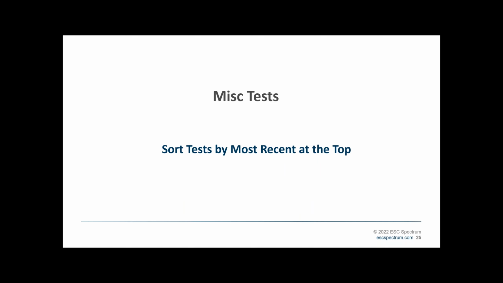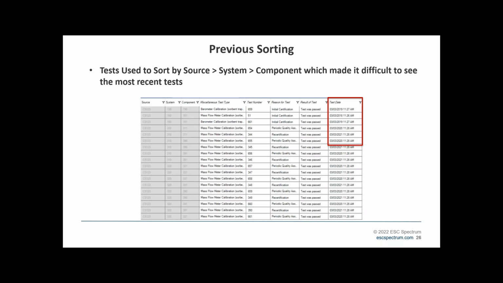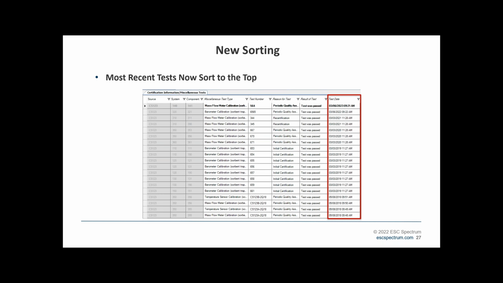Miscellaneous tests. Sort tests by most recent at the top. Previously, the tests sorted by source, system, and component. Now the most recent tests appear at the top.